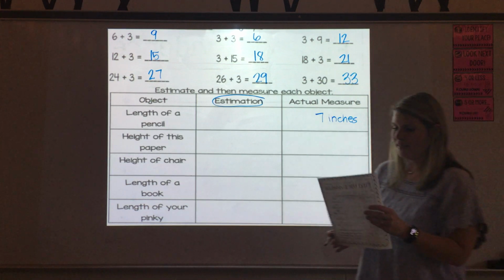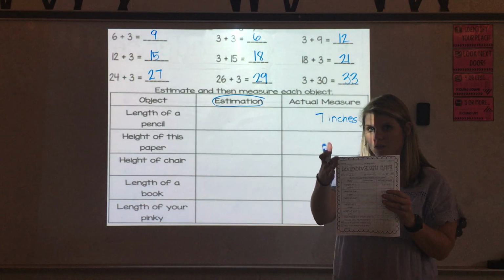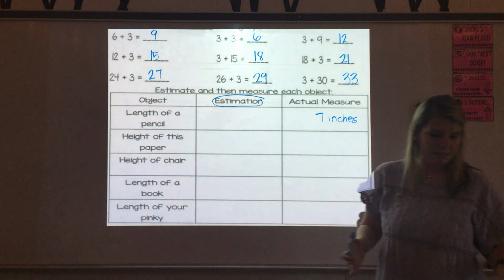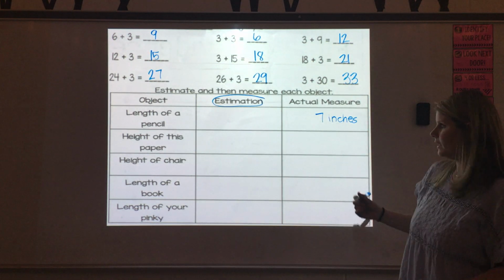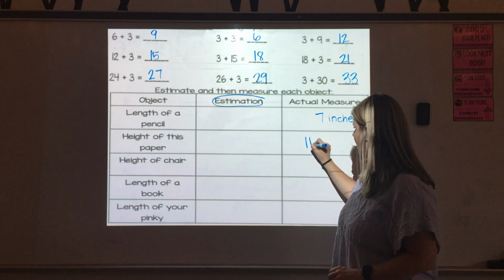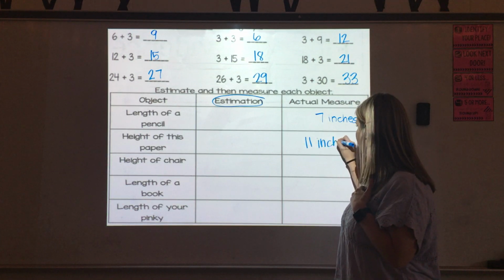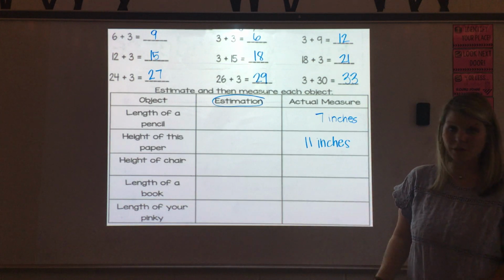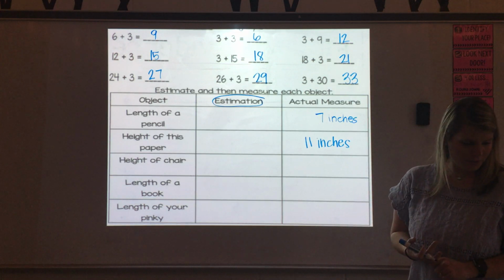Now, for the height of this paper, it's referring to the tall height, how tall it is. So whatever you guessed, I measured it and I got, again, my best judgment would be to use inches, and I got 11 when I measured mine. Remember to start at the 0 on your ruler.